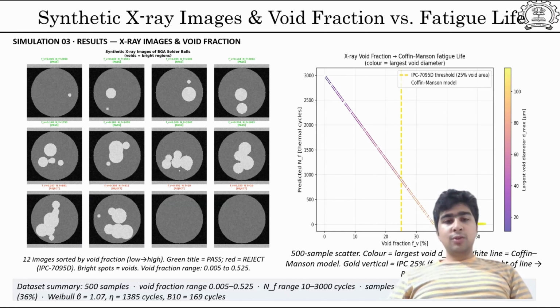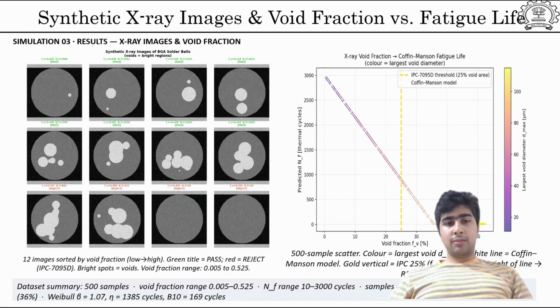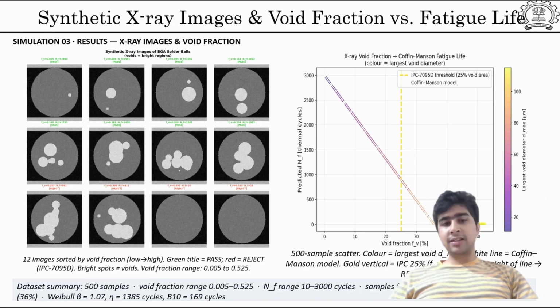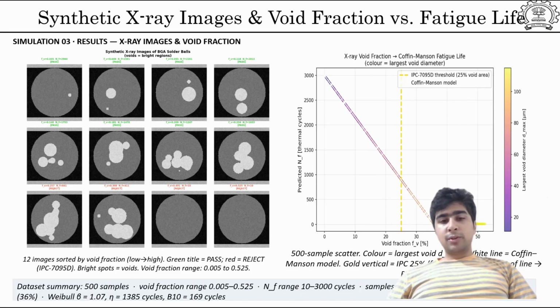And one thing to notice is that it is not easy for the naked eye to tell which samples have to be rejected or which samples have to be passed. Certain samples on the top left can directly mean that, oh, the void is very small. But as we get towards the center, the criteria becomes very difficult to implement. So that is what our model demonstrates.